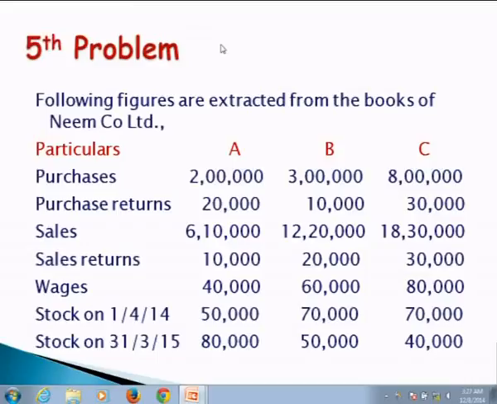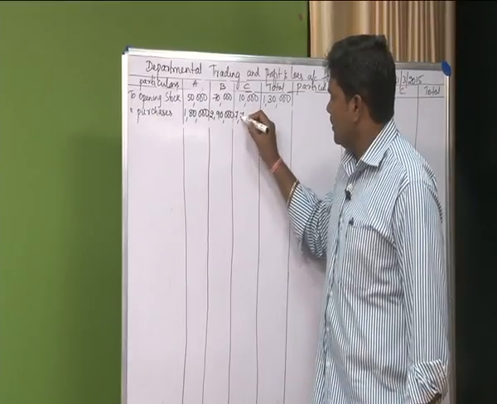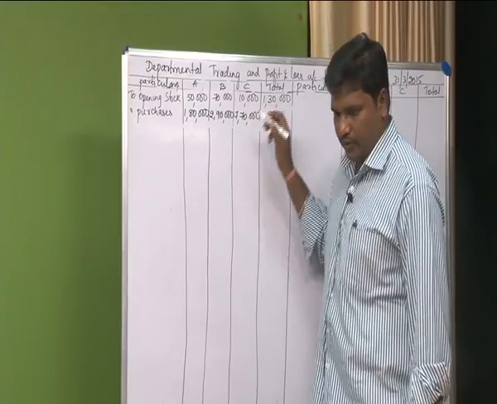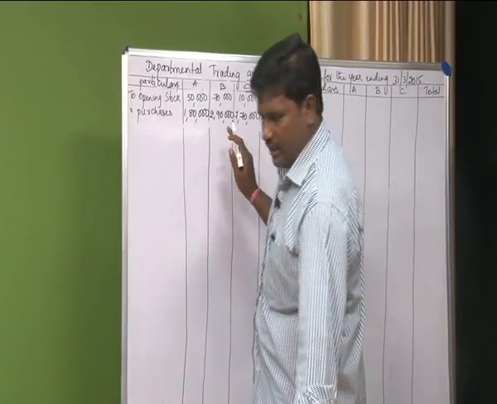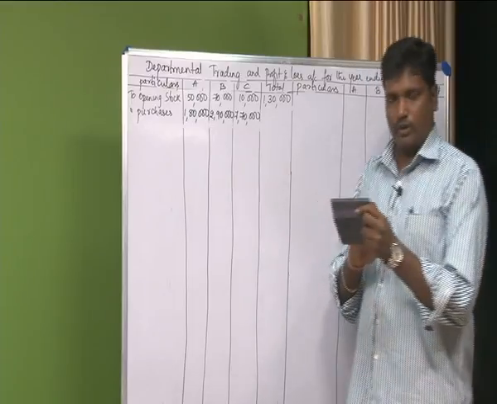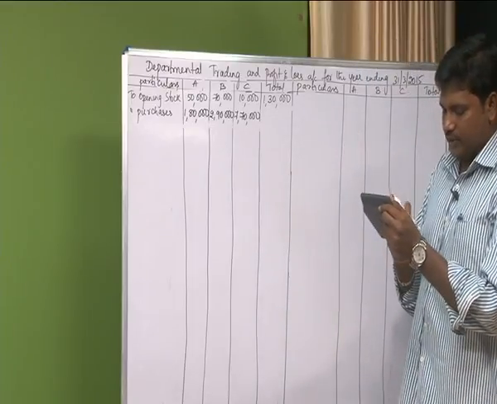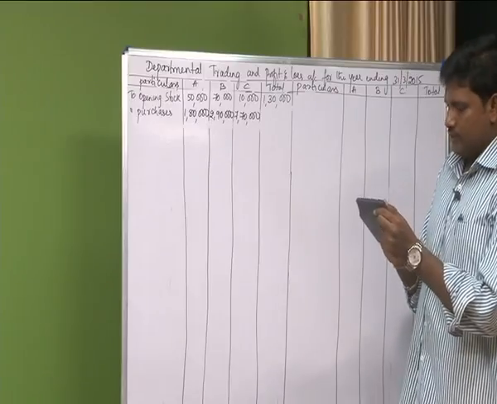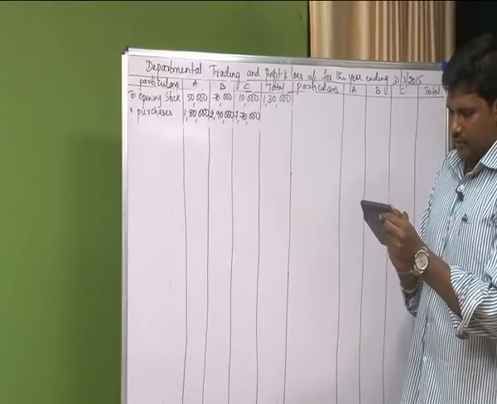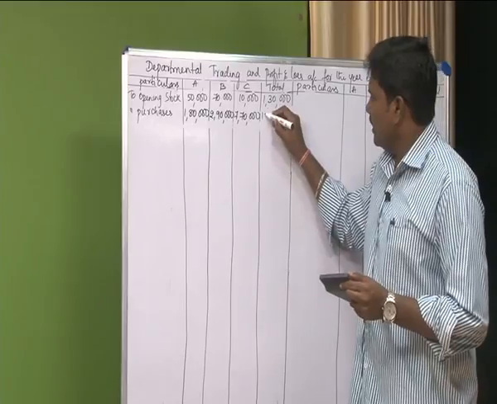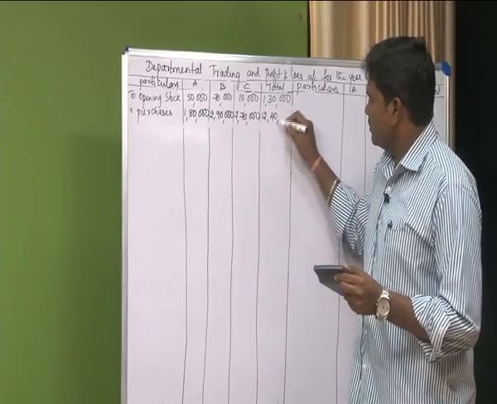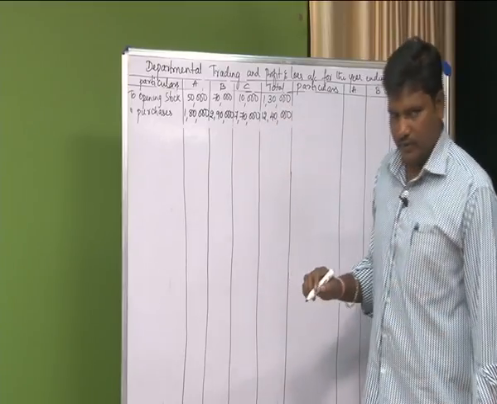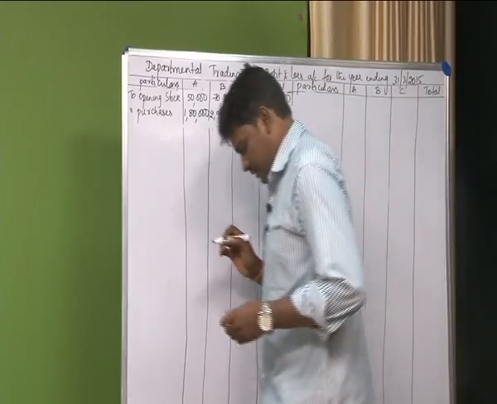And then 8 lakh minus 30,000 comes to 7,20,000. We have to write the total of all this in the total column. Total: 1,80,000 plus 2,90,000 plus 7,70,000 is 12,40,000. I will explain once again.